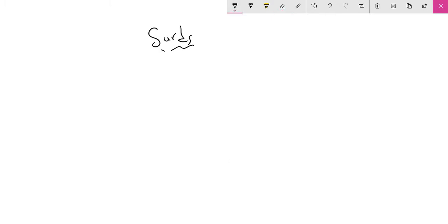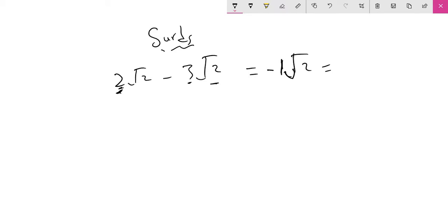So if we were to have 2 root 2 minus 3 root 2, since they are like terms, we can subtract the coefficients to get 2 minus 3, minus 1 root 2. Now whenever there's a 1 before the surd, before the irrational number, we do not write the 1, just leave it as such. So this gives minus root 2.